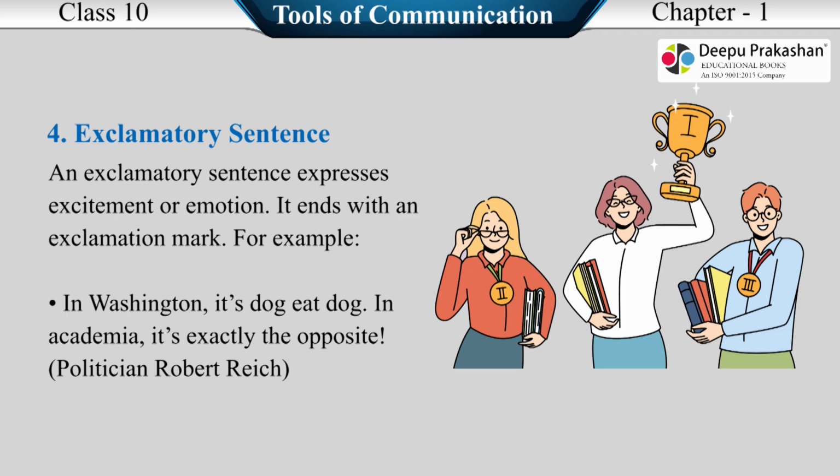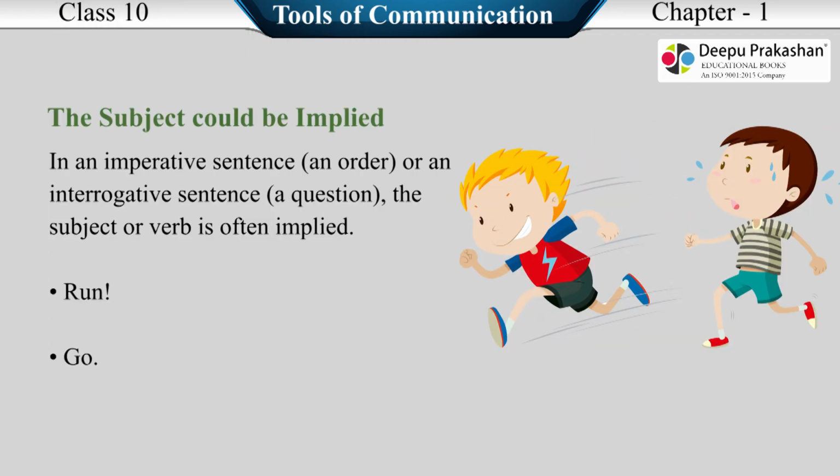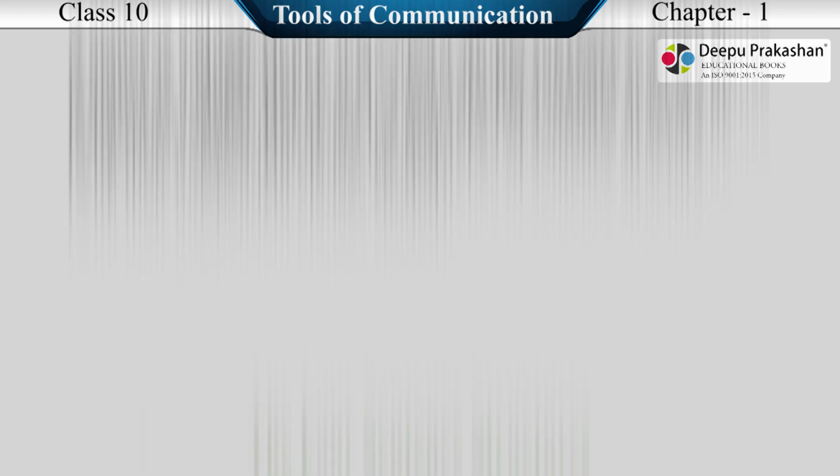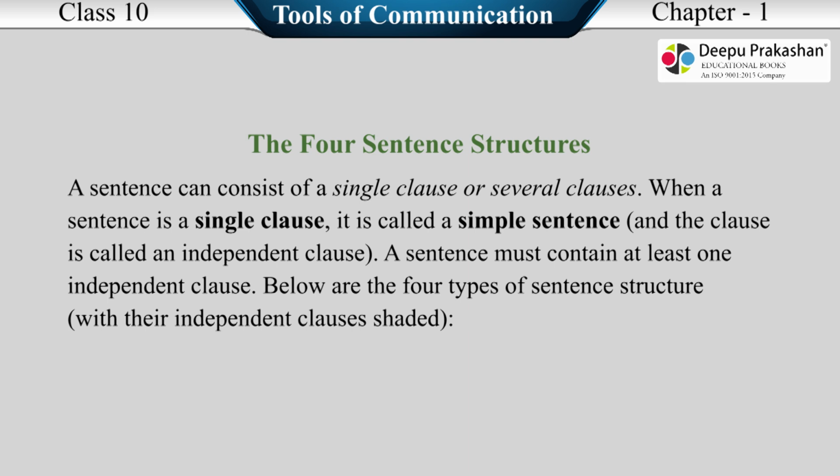For example, in Washington, it's dog eat dog. In academia, it's exactly the opposite. Politician Robert Reich. The subject could be implied. In an imperative sentence, an order, or an interrogative sentence, a question, the subject or verb is often implied. Run. Go. The 4 sentence structures.